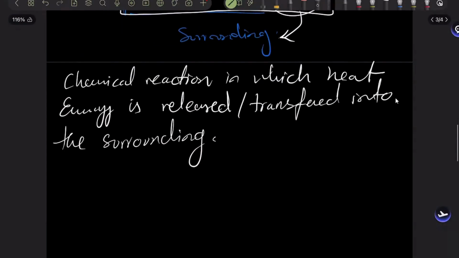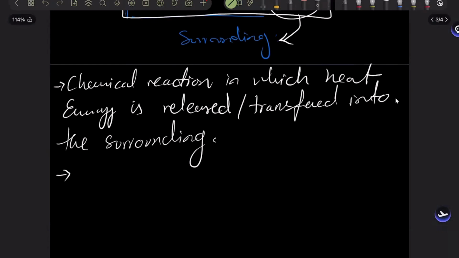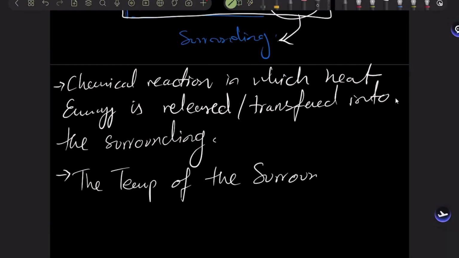And when the heat energy travels into the surrounding, what happens? This is an important point. When the heat energy comes into the surrounding, what does the surrounding do? It absorbs that heat energy and increases its temperature, right? So the temperature of the surrounding increases.